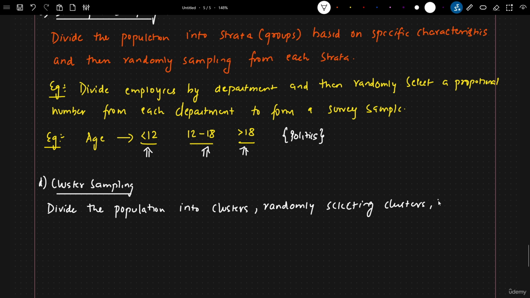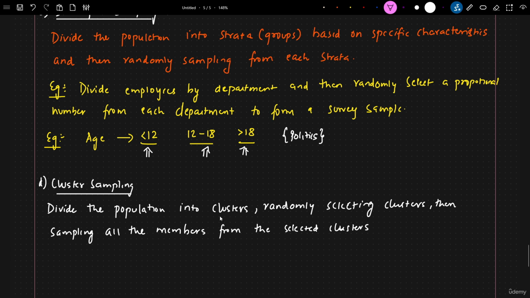Then sample all the members from the selected clusters. Please note this definition, because through this definition you will be able to understand what kind of sampling technique this is. Dividing the population into clusters. So first step, we divide the entire population into clusters, then randomly select the clusters, and then sample all the members from the selected clusters.